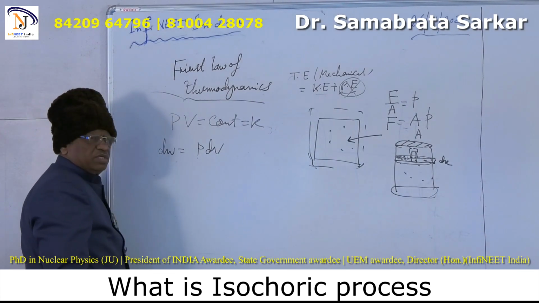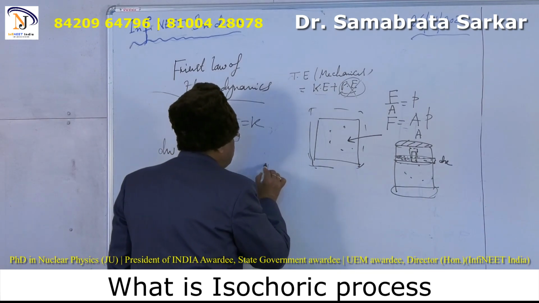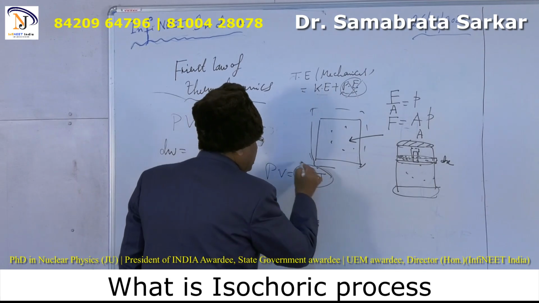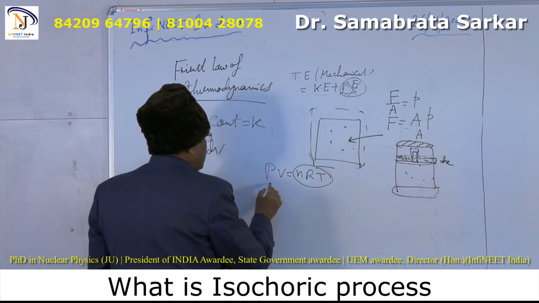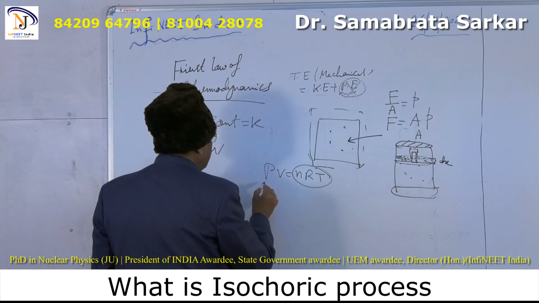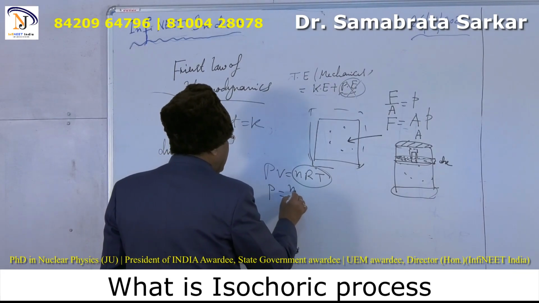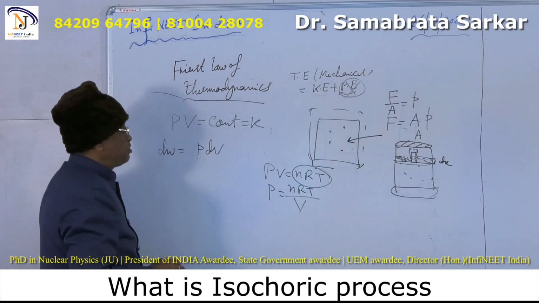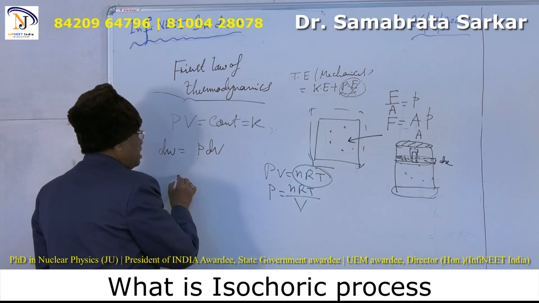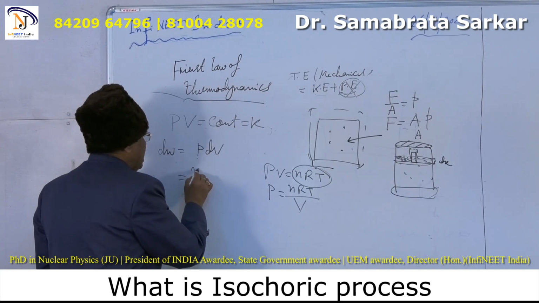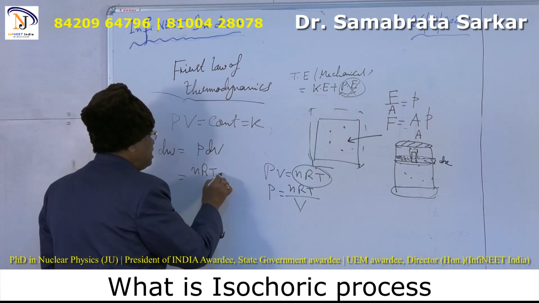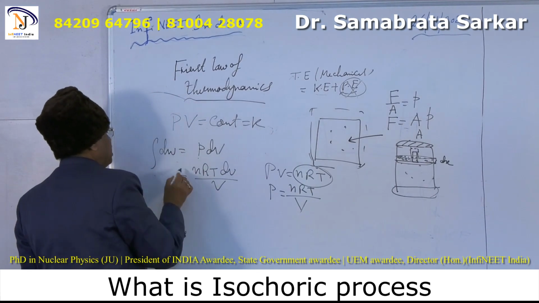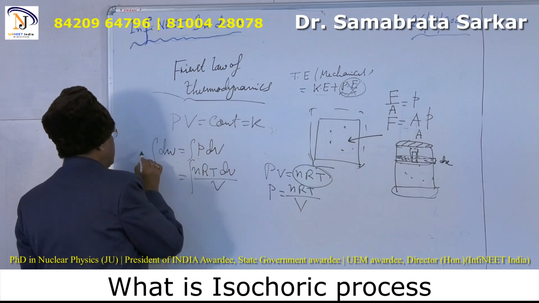Then it is an isothermal process, right? In an isothermal process PV equals nRT. If it is constant, then what can you write? You can write P equals nRT by V. Then what can I write? nRT dV by V. And if you take integration on both sides, what will you get?